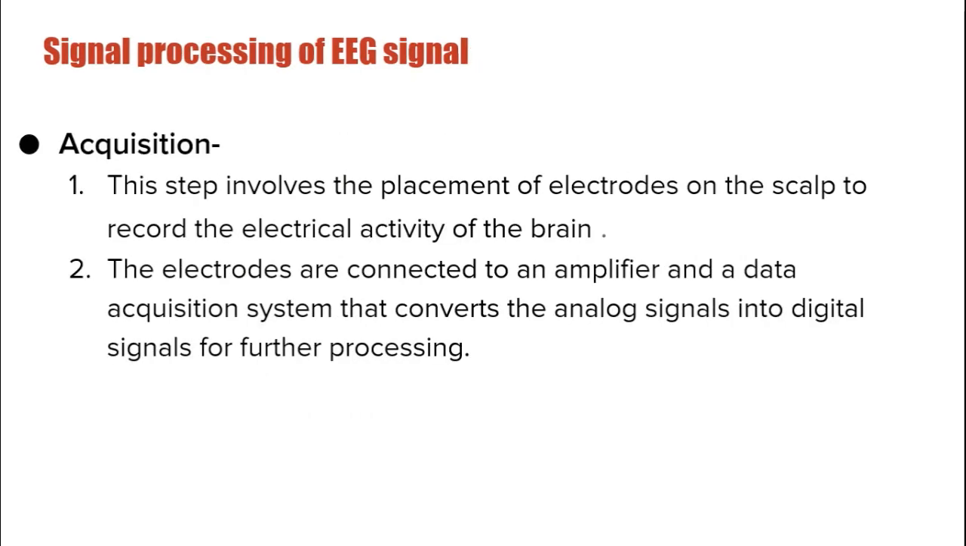So firstly, acquisition. As the name suggests, we need to acquire the signal from the human body. The EEG signal is mainly generated by the brain, so we need to take it from the brain by placing some electrodes on the scalp of the head. Then we can get the signal, but the signal is of low amplitude. So to amplify it we use an amplifier, and then we need to convert that signal into the digital domain with the help of an analog to digital converter.